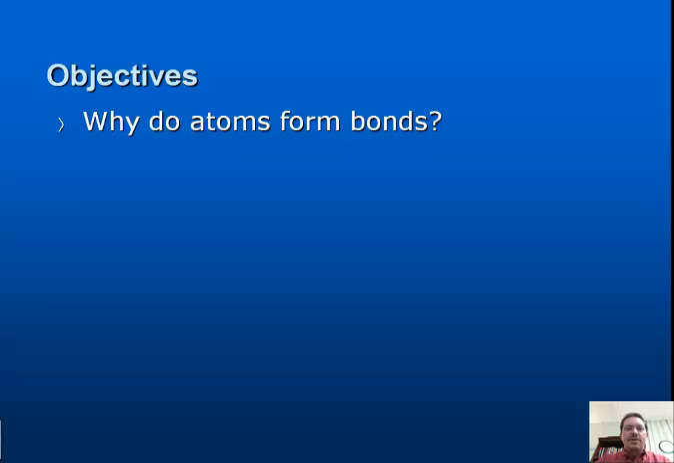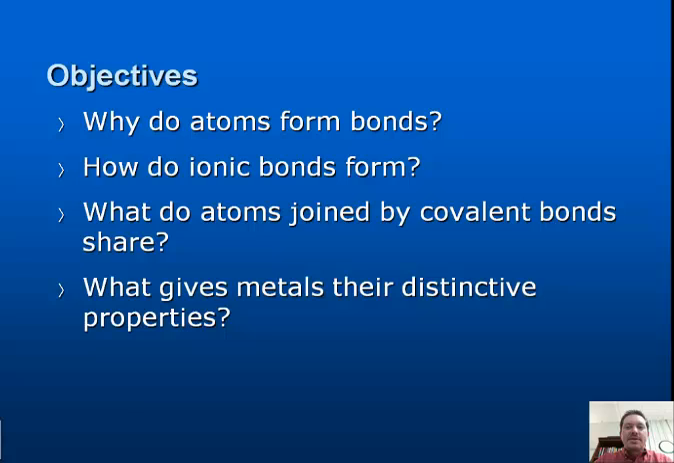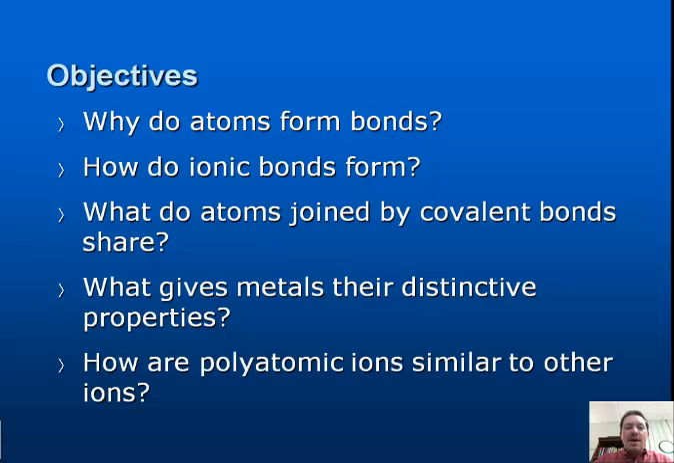Our objectives: why do atoms form bonds? How do ionic bonds form? What do atoms joined by covalent bonds share? What gives metals their distinctive properties? And how are polyatomic ions similar to other ions?